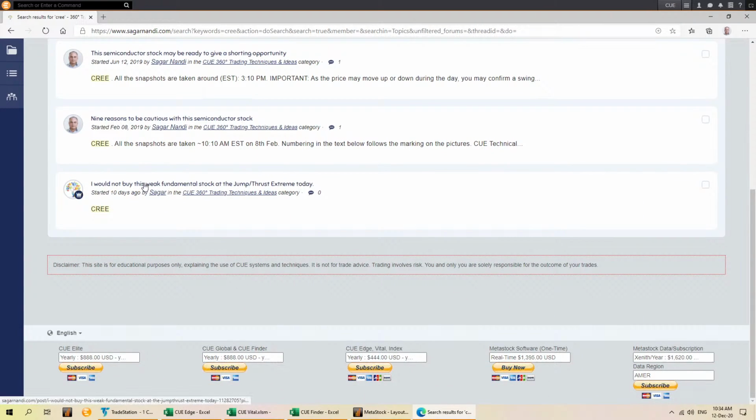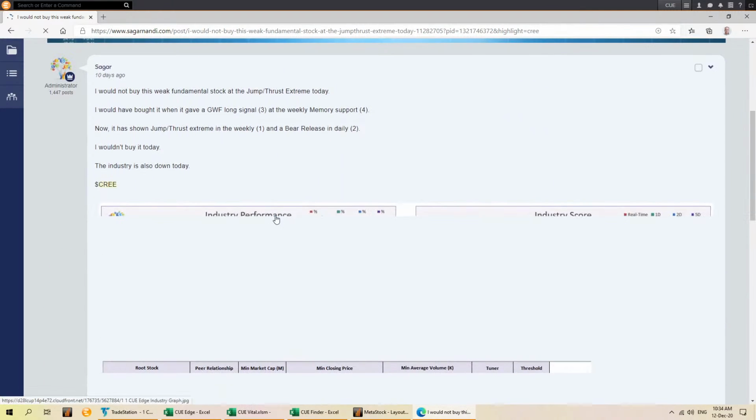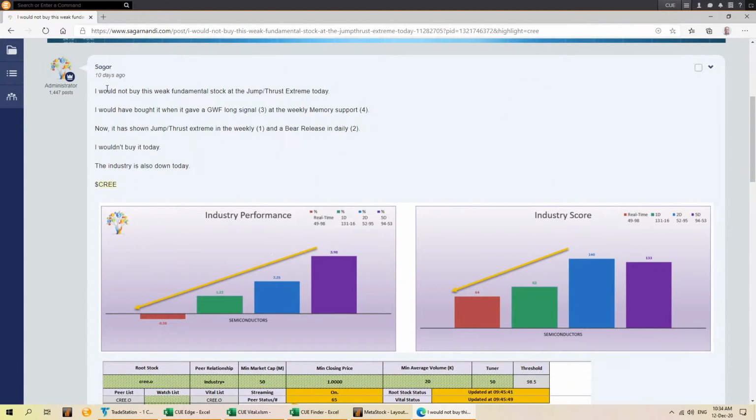This one, 10 days ago. I mentioned that I would not buy this weak fundamental stock at the jump thrust extreme today. That was 10 days ago, December 2nd. There was no bearish setup. The market is looking very bullish. It is not the time to start taking short trades unless it is for hedging purpose.